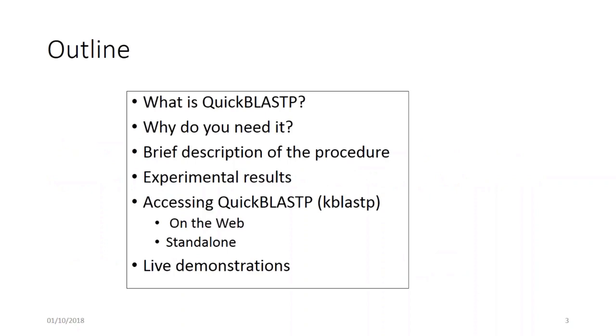So we're going to talk about what it is, and why you might want to use it or why you need it. Then a very brief, probably somewhat inaccurate description of the algorithm or procedure that QuickBLASTP uses, but enough so you can understand what it does. We'll look at some of the experiments that Tom did, comparing results from QuickBLASTP to ordinary BLAST. Then we'll talk about how to get QuickBLASTP on the website, and how to use the standalone binary that you can get now as a demonstration. And then we hope to do some things live on the web and on the command line.